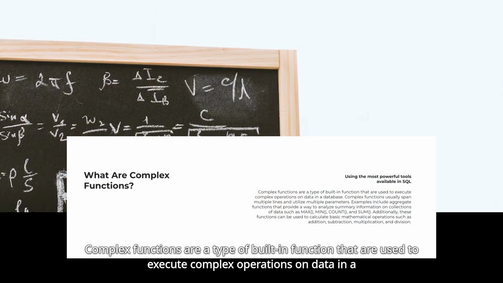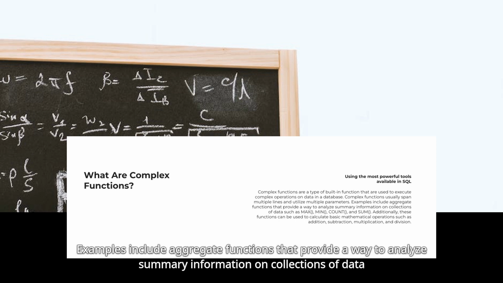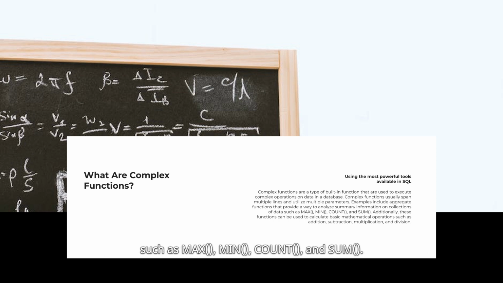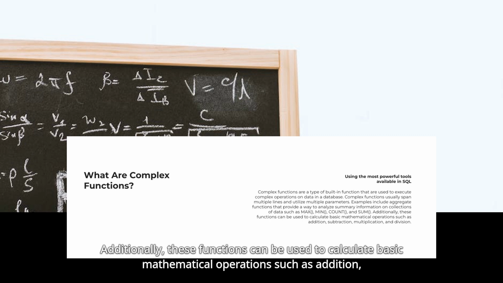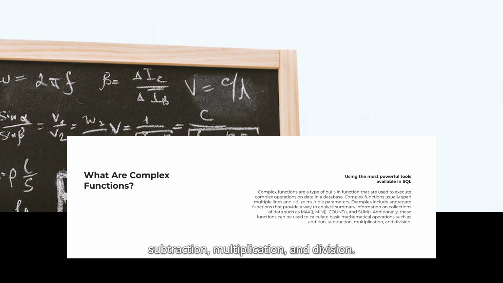Complex functions are a type of built-in function that are used to execute complex operations on data in a database. Complex functions usually span multiple lines and utilize multiple parameters. Examples include aggregate functions that provide a way to analyze summary information on collections of data, such as max, min, count, and sum. Additionally, these functions can be used to calculate basic mathematical operations such as addition, subtraction, multiplication, and division.